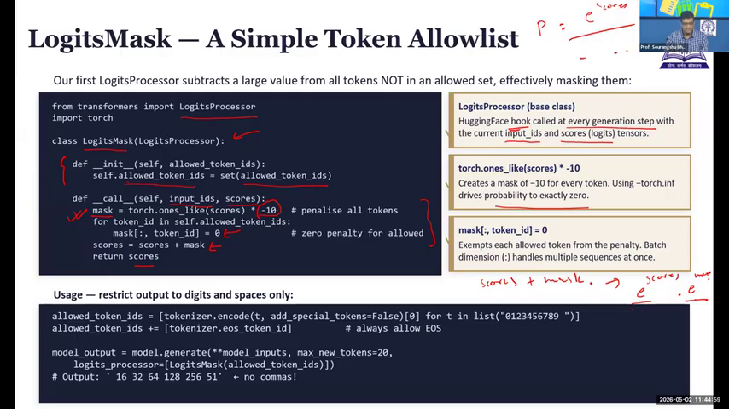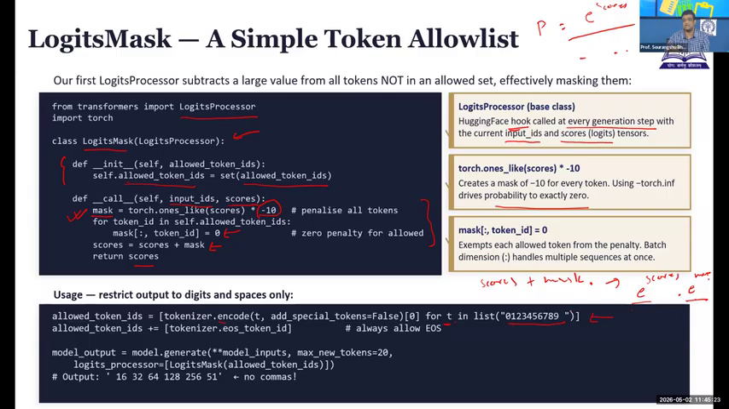So in the main code, what will you do? For example, let's say you are generating phone numbers, so you are only allowing these tokens. You can generate allowed token IDs for every token T in this list.